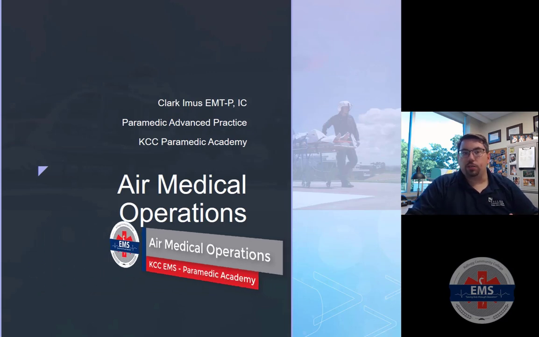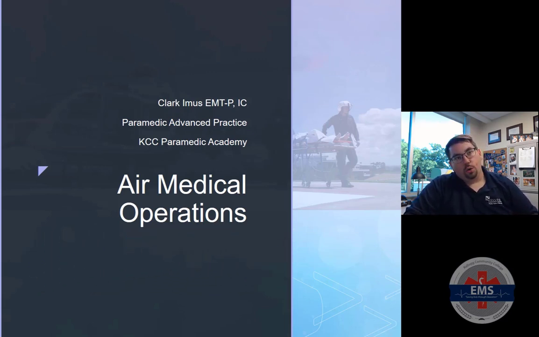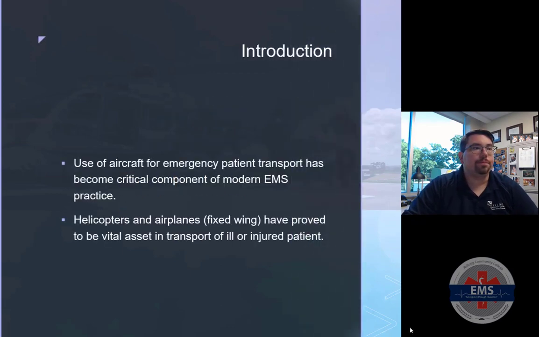We're talking about air medical transport, either fixed wing or rotary wing, and all of the different benefits that we have in regards to the use of an aircraft for emergency patient transportation. We know that this has become a critical component of modern EMS, and so both helicopters and airplanes, we call those fixed wings, have the potential to be a vital asset in our emergency transport. So let's go ahead and get this lesson underway.